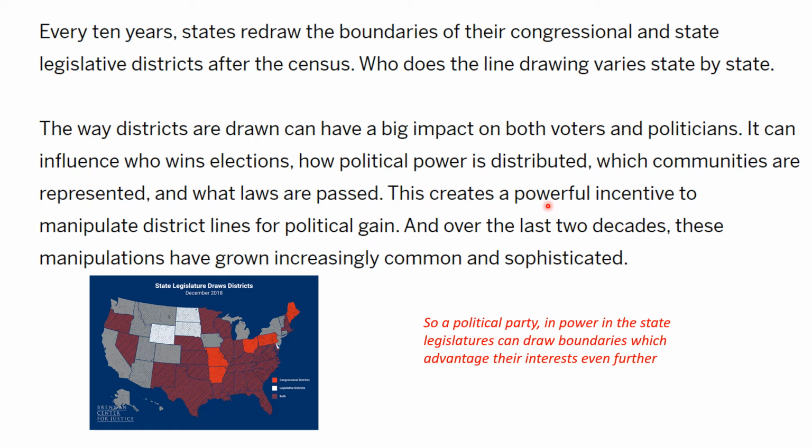So there's a powerful incentive to manipulate these for political gain, and over the past 2 decades, these manipulations have grown increasingly common and sophisticated.